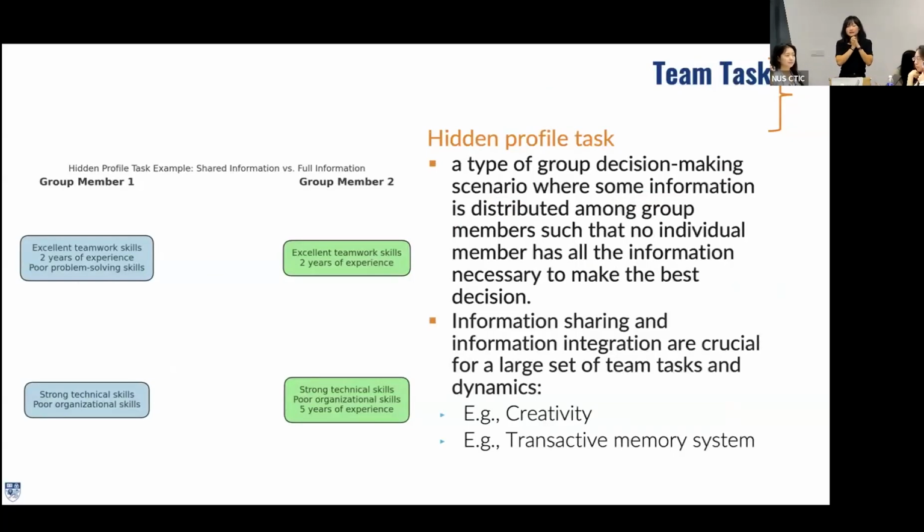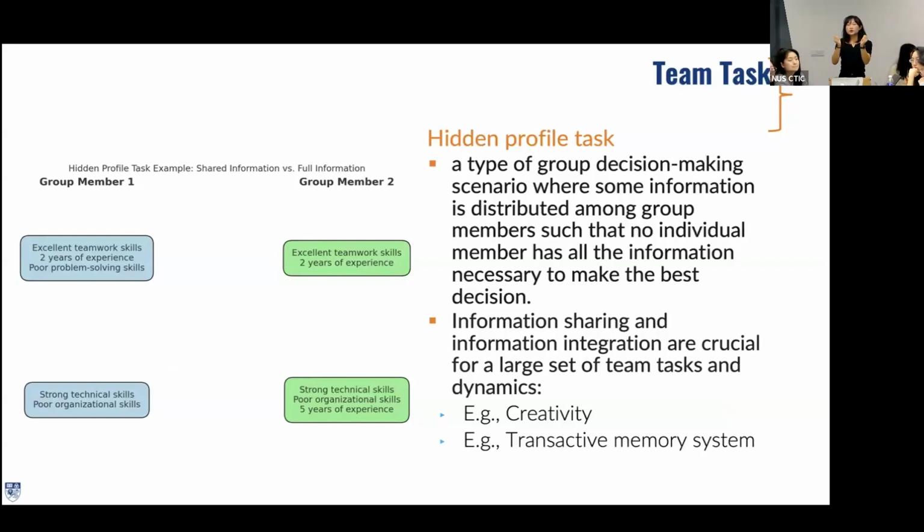So we use a task that's called a hidden profile task. The reason for that is the hidden profile task is something that involves a lot of sharing information and integrating the information from different people. On the left side, you can see an example if you don't know about this paradigm.